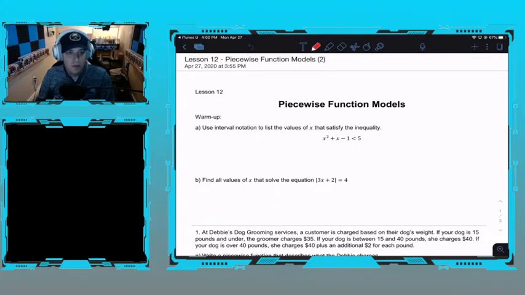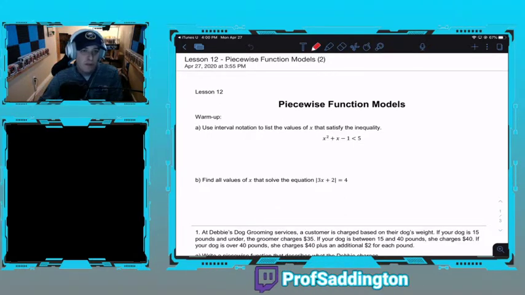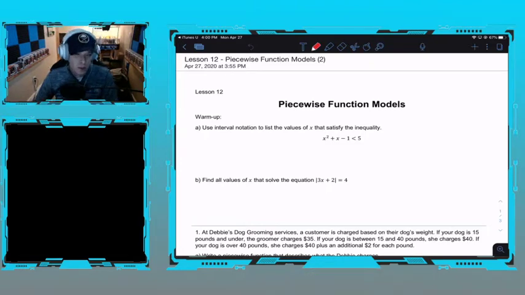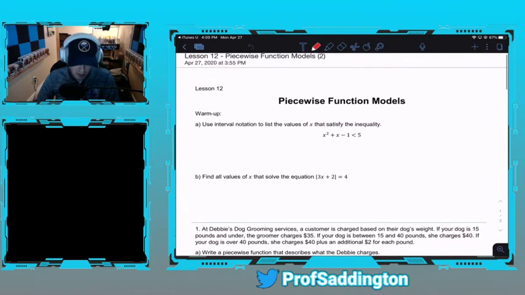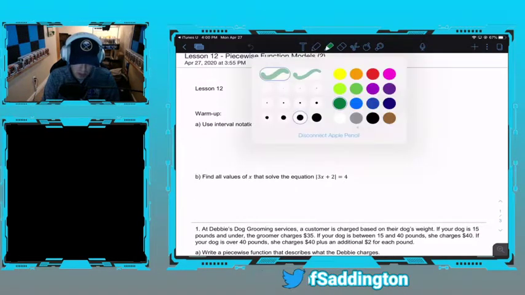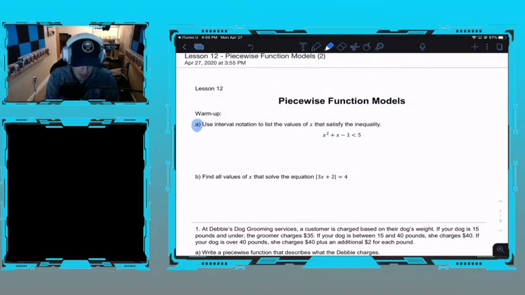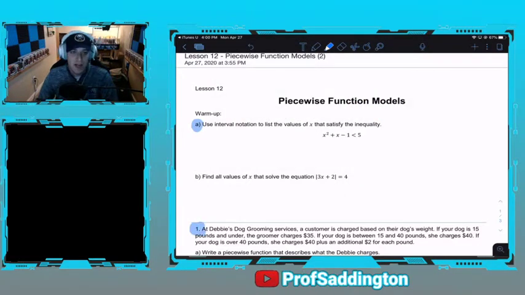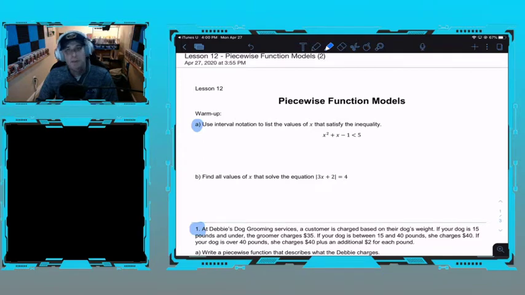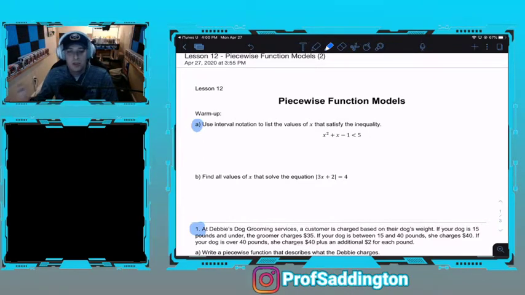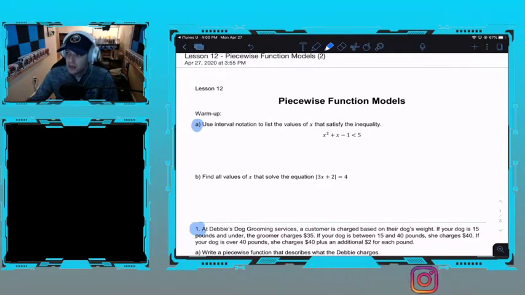Otherwise, today I said I'm going to do the front page. I just started looking it over. What I think I'm going to do is part A and number 1 today. Then I'll do part B of the warm-up and number 2 on the back page tomorrow. I think that would probably be the best bet.